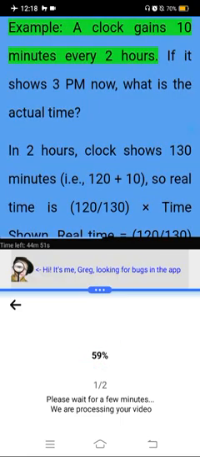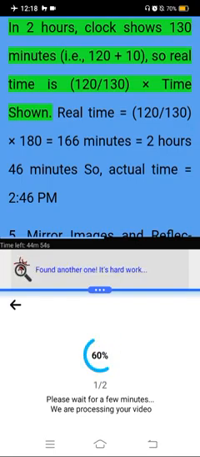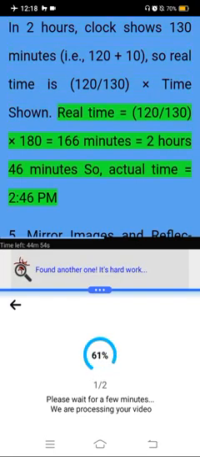Example, a clock gains 10 minutes every 2 hours. If it shows 3 p.m. now, what is the actual time? In 2 hours, the clock shows 130 minutes, i.e., 120 plus 10, so real time is 120/130 times time shown. Real time = 120/130 × 180 = 166 minutes = 2 hours 46 minutes, so actual time = 2:46 p.m.